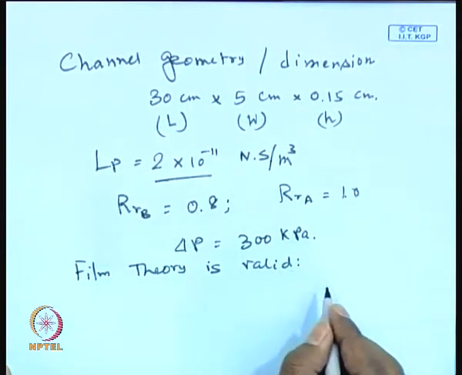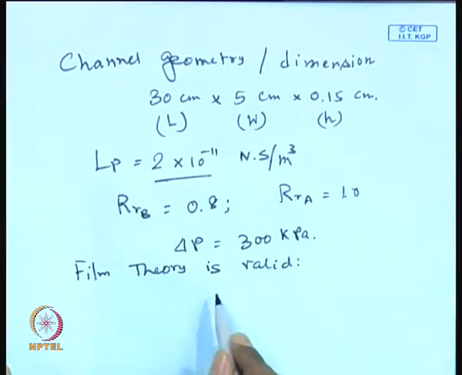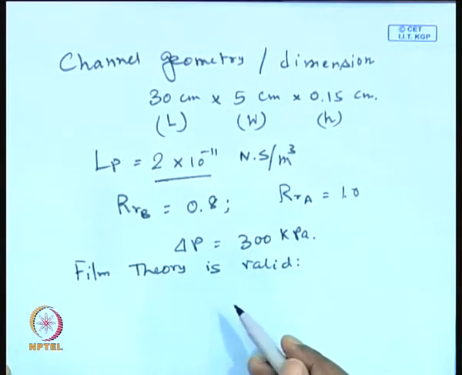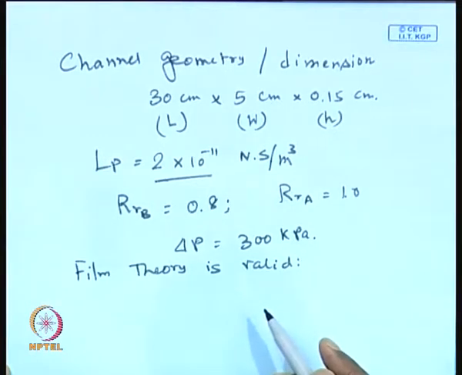Although we have seen several shortcomings of film theory, we will be doing film theory during our calculation because it is easier to demonstrate how to calculate the problem. Okay. And just now we have seen one example in which we used the 2-dimensional model and the shortcut method.